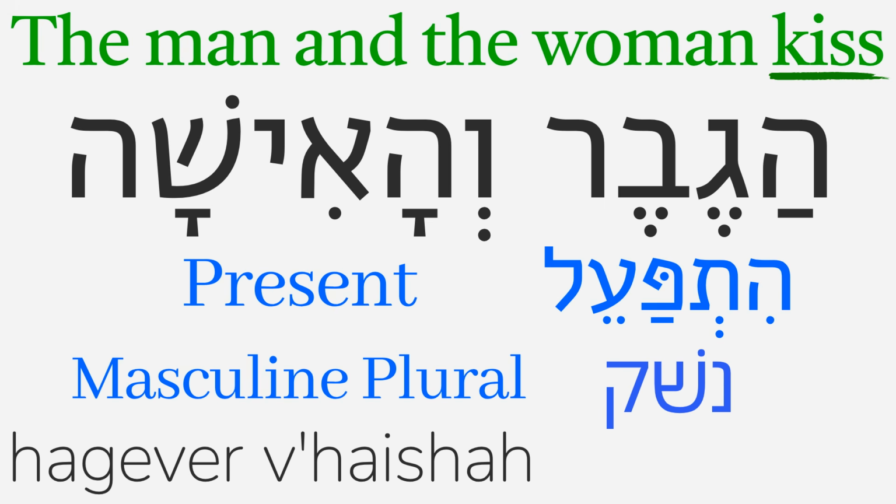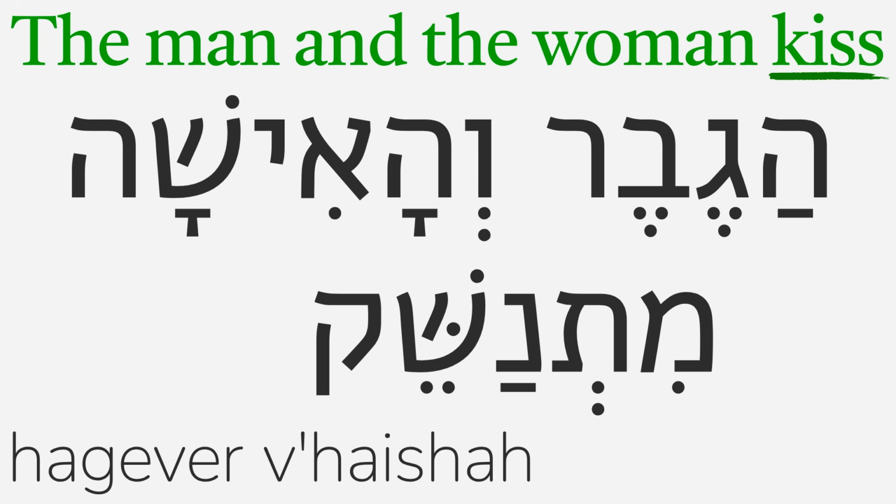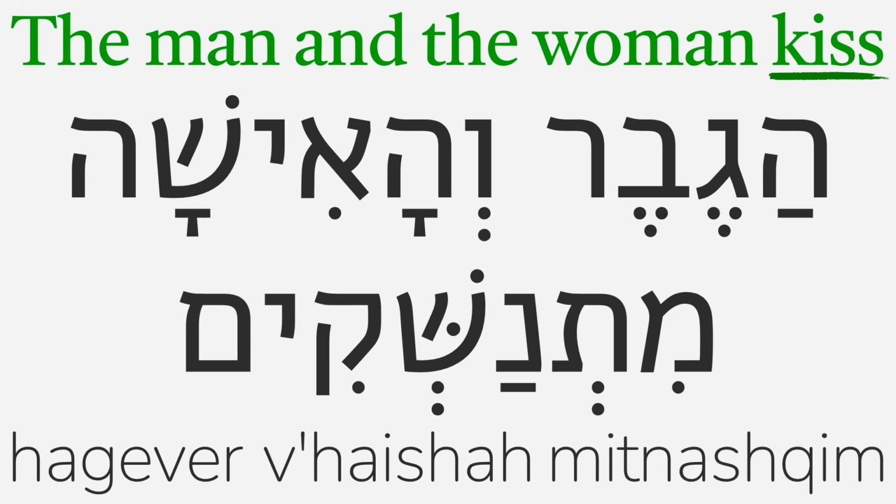The masculine singular form of this present tense is mitnashek. And the masculine plural form is made by shortening the last vowel, the tsere, to a schwa and adding im. Mitnashkim. Kiss, specifically, kiss each other in masculine plural form. Hagever ve'ha'isha mitnashkim. The man and the woman kiss. Hagever ve'ha'isha mitnashkim.